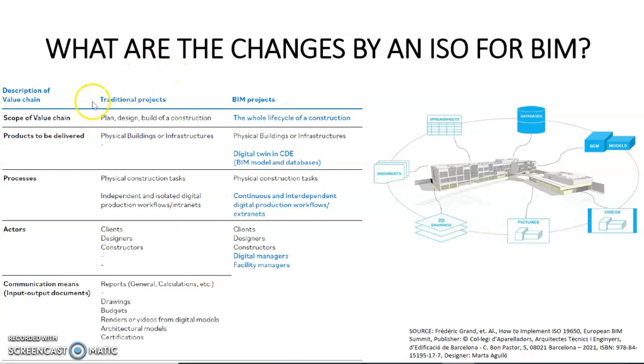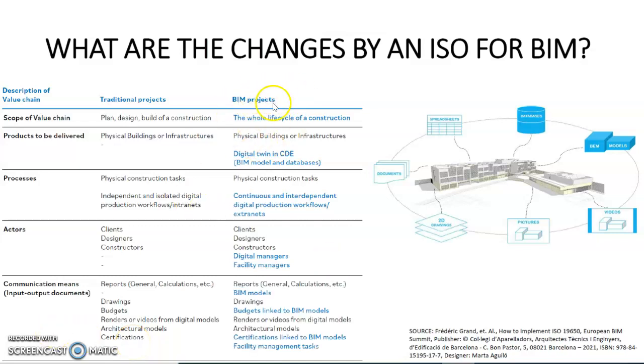For traditional projects, the documents that are churned out while the project is being completed could be reports, calculations, drawings, budgets, or a rendering of videos from a digital model, architectural model certification. But if it's a BIM project, again supported by ISO standard, it will be all this and more. You get the BIM models, you get your budget that is linked to the BIM models. You get the certification linked to the BIM models and the facility management tasks.